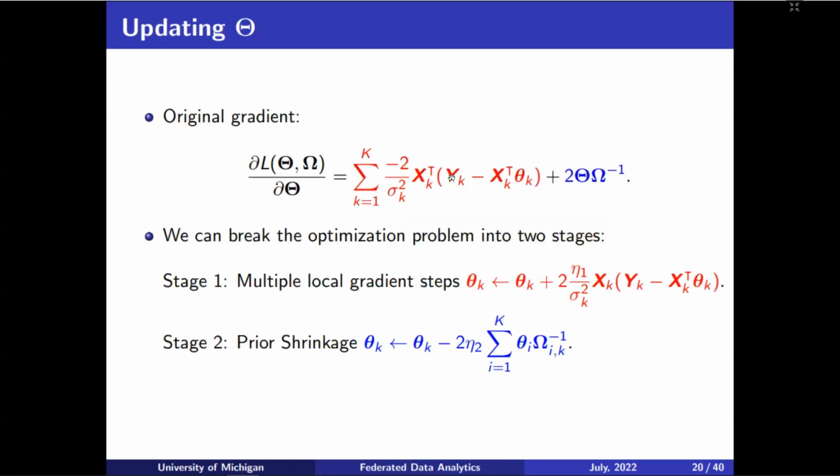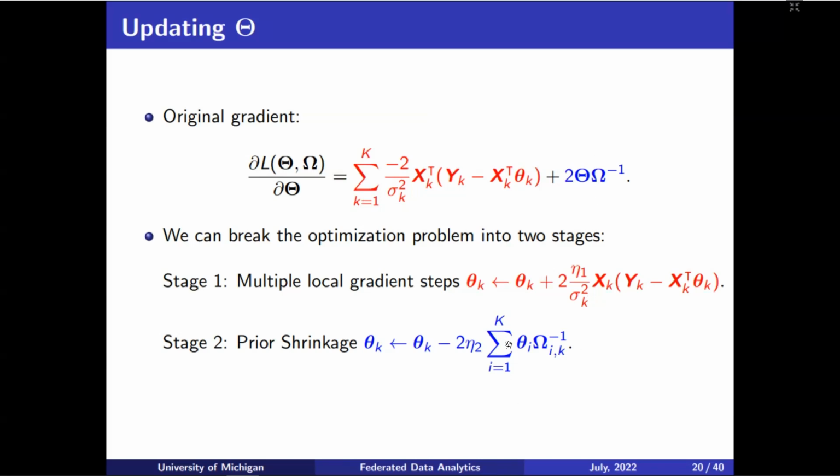One is in the red part and the one is in the blue part. At the first stage, each local edge device will run a local gradient step, such as gradient descent or stochastic gradient descent. After several local gradient steps, we obtain the updated parameter theta k, and then at stage 2, we perform a prior shrinkage on the local device.